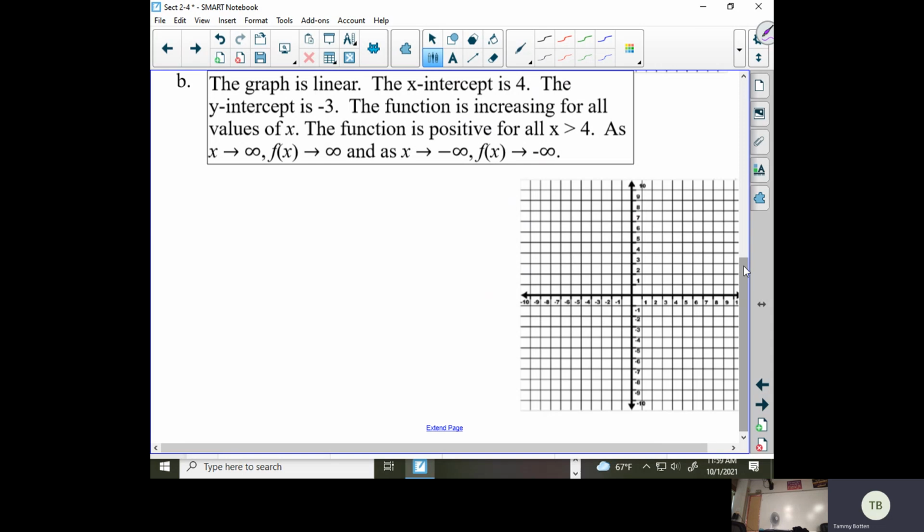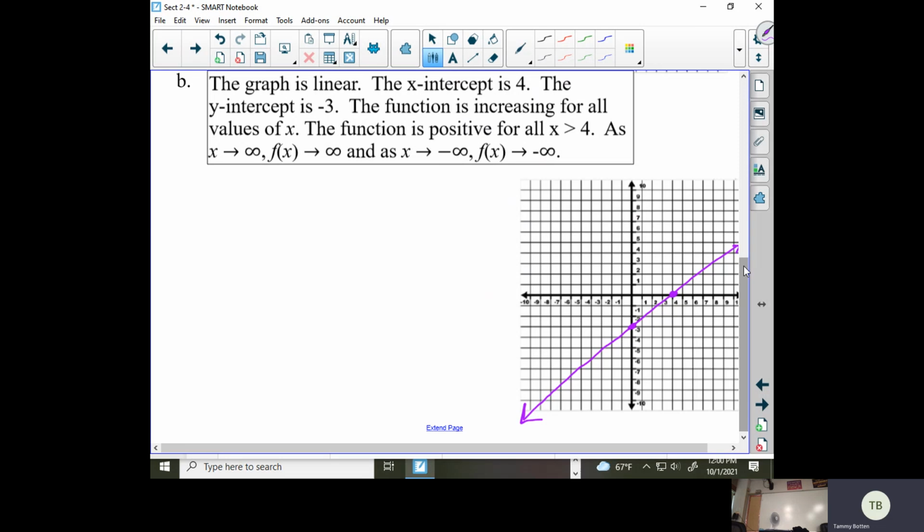Okay, sorry. The x-intercept is 4. That's right here. The y-intercept is -3. So it crosses the x-axis at 4, the y-axis at -3, and then if we draw a straight line as best as I can here. Okay, now if we go back over and read this, the function is increasing for all values of x, and it is. It's getting bigger and bigger as you go. The function is positive for all x greater than 4. And positive means it's above the x-axis.